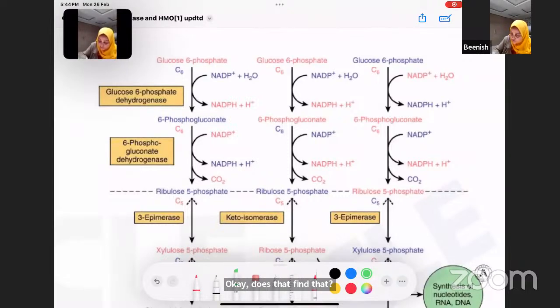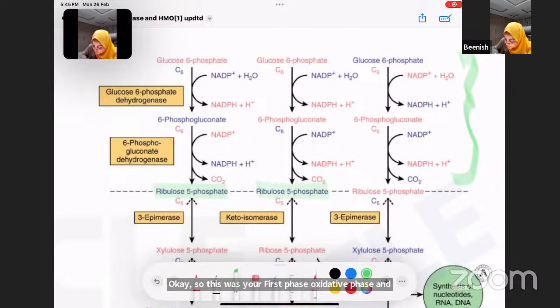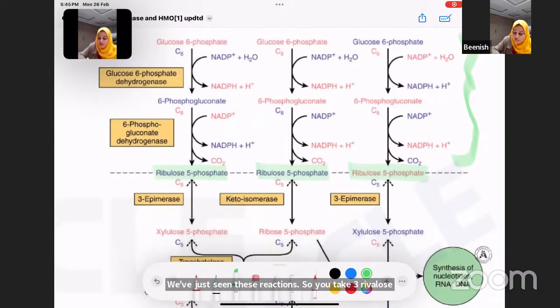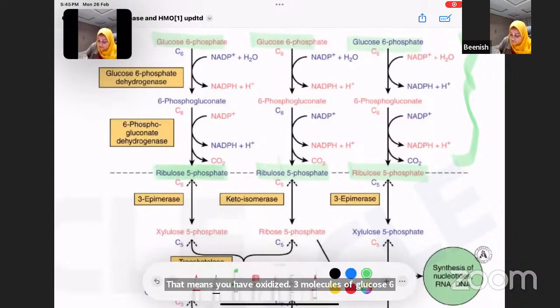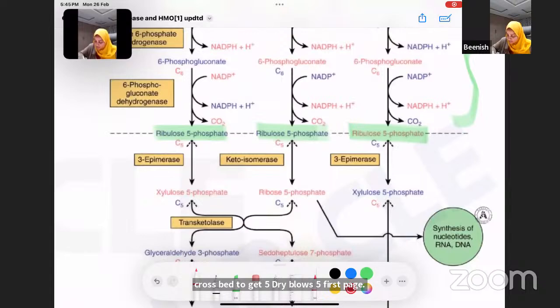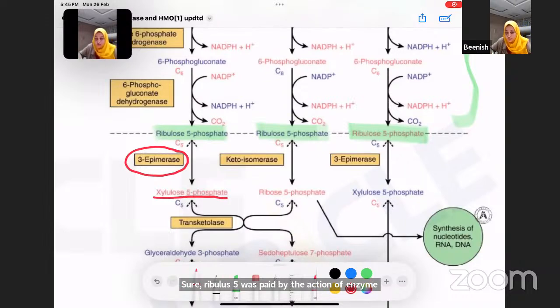Okay. So this was your first phase, oxidative phase, and in the oxidative phase, we have ribulose 5-phosphate being formed. We've just seen these reactions. So you take 3 ribulose 5-phosphate, okay? That means you have oxidized 3 molecules of glucose 6-phosphate to get 3 molecules of ribulose 5-phosphate. Now what happens is your ribulose 5-phosphate, by the action of enzyme epimerase, changes into xylulose 5-phosphate.